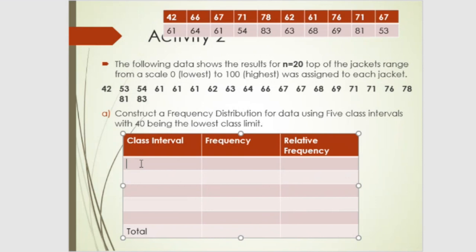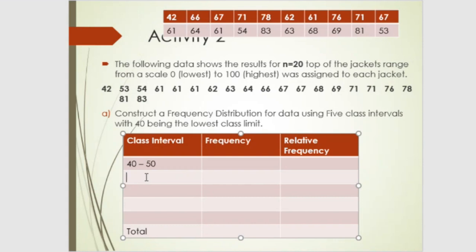Okay, so we have the data. So let's start. Can we do the class interval with 40 being the lowest and 5 class intervals? We have that data. The lowest value is 42. The highest is 83. I think we can put in 5 classes. Let's start. Okay, let's say 40, 50. Even on your guide, I don't want to do it the other way around.